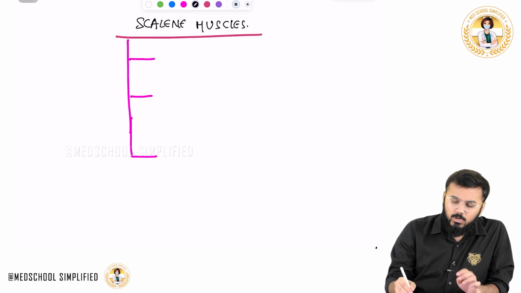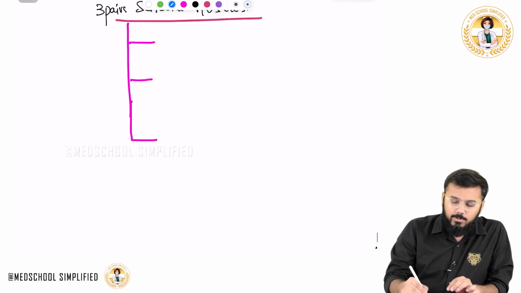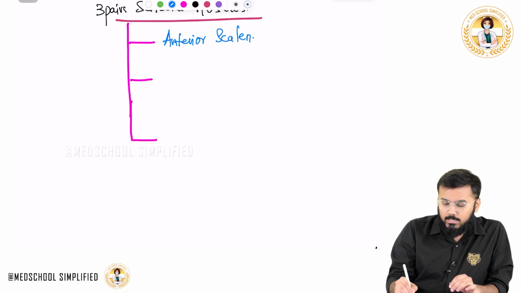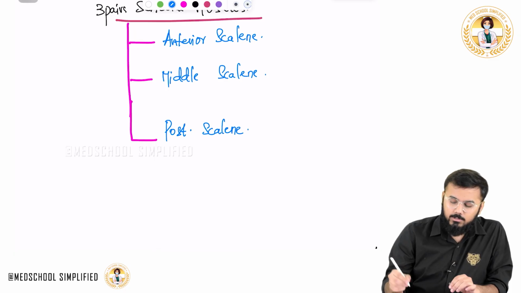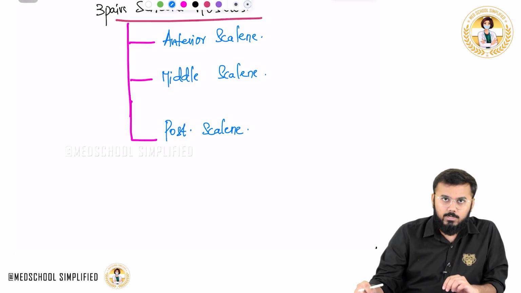So are there only three muscles? No, there are three pairs of scalene muscles. What are these three pairs? One is called the anterior scalene muscle. The next one is called the middle scalene muscle. And the next one is called the posterior scalene muscle. So we have anterior scalene, middle scalene and posterior scalene muscles.